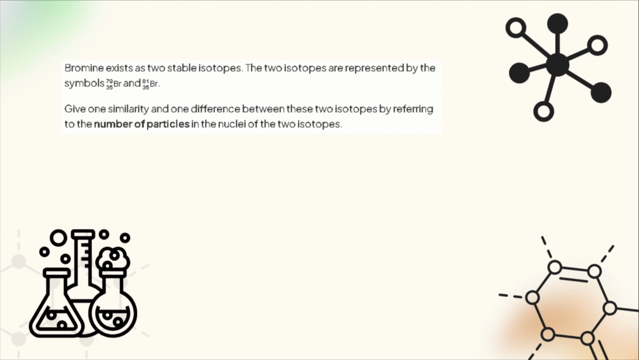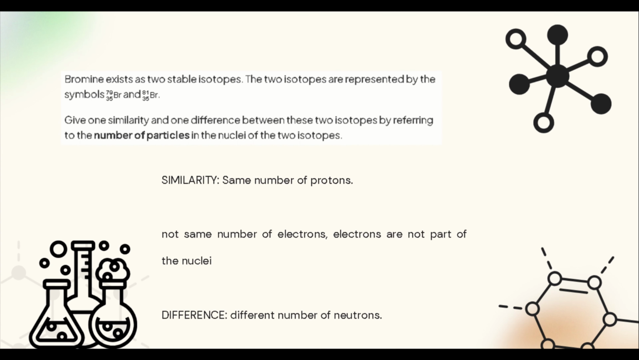Similarity is, remember, isotopes are elements with the same number of protons but different number of neutrons. So the similarity is the number of protons. You can ignore the same number of electrons because the question says number of particles in the nuclei. So the same number of protons, and the difference is going to be a different number of neutrons. Or you can just write out the number, like you can calculate it: 79 minus 35 and 81 minus 35.